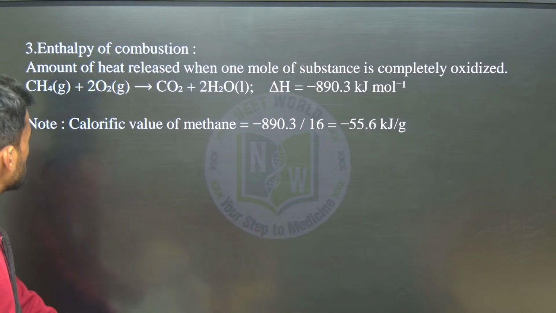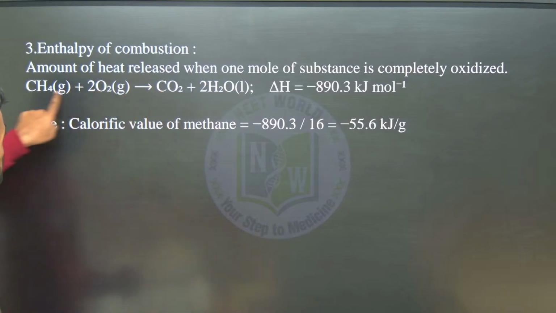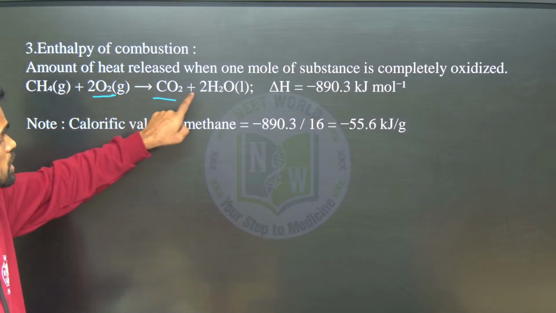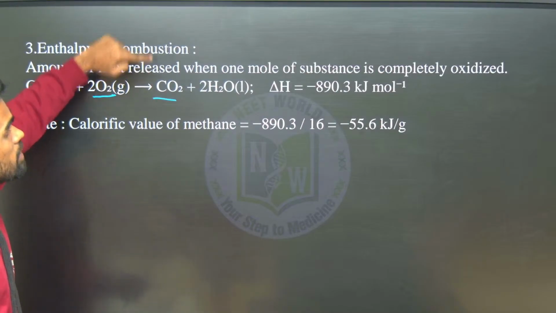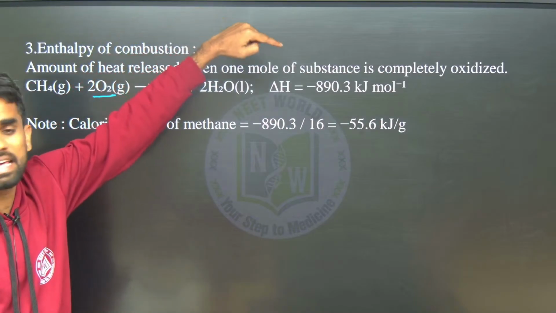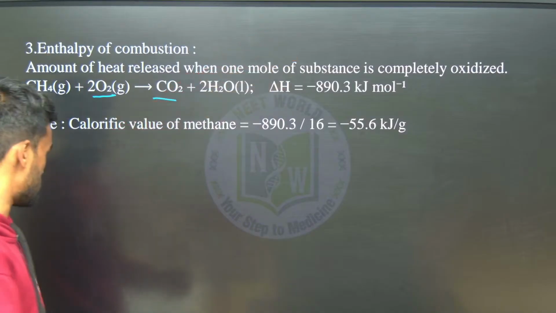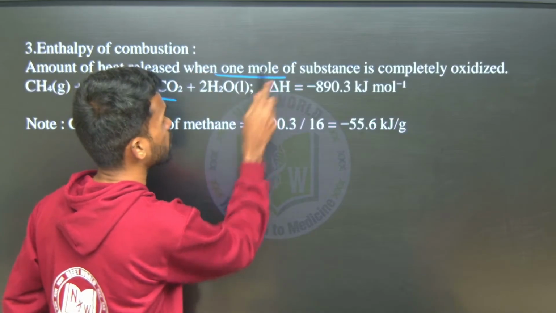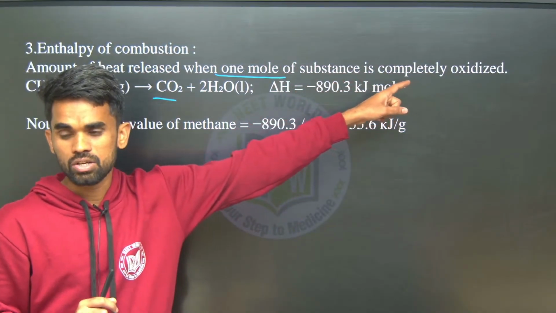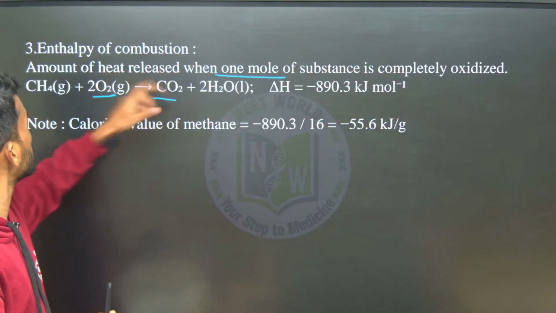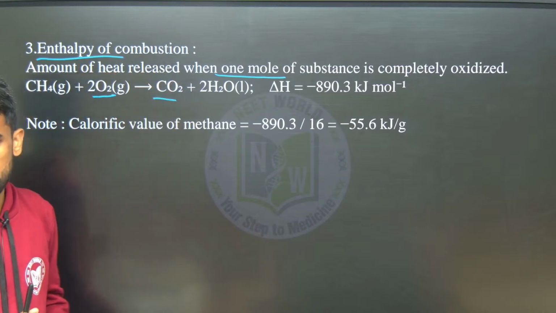Say methane undergoing combustion, it means we are treating methane with a supply of oxygen, to form CO2 plus H2O. The amount of heat released when 1 mole of a substance is completely oxidized. So how much of the substance? 1 mole of a substance should undergo complete oxidation. That process we can call the enthalpy of combustion.